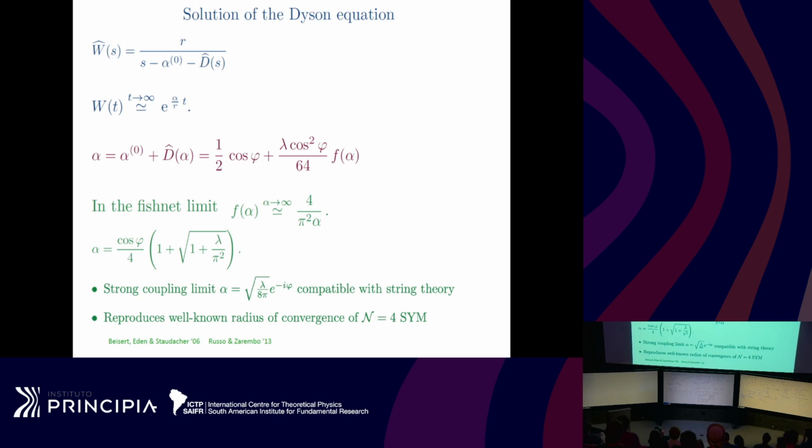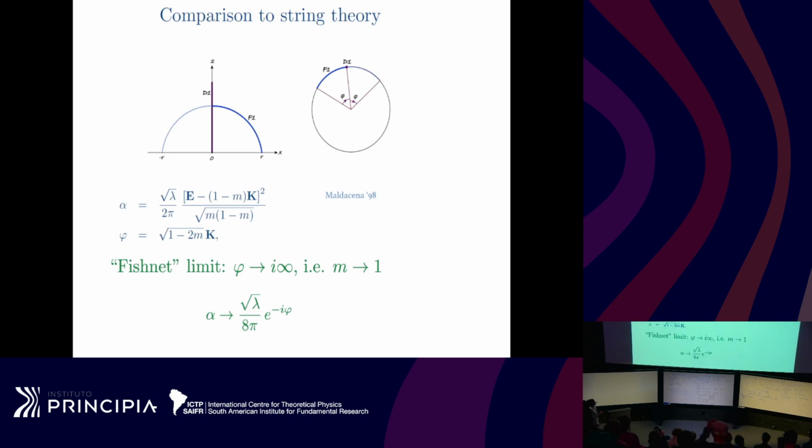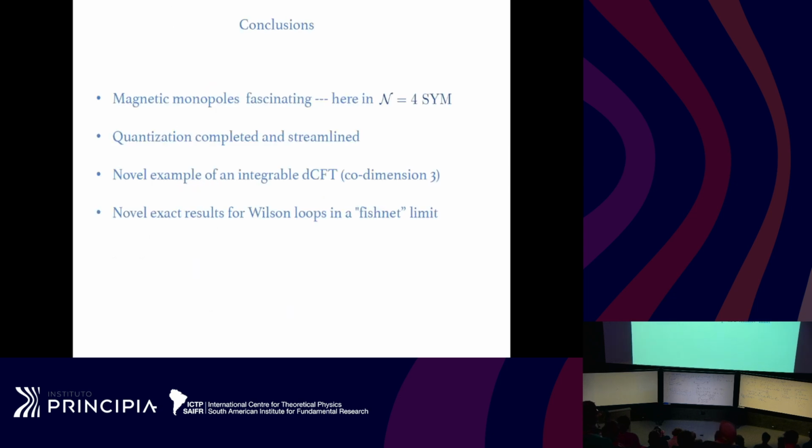You can take the strong coupling limit and you get this expression here for alpha, which actually is completely compatible with string theory. We can reproduce this by a string theory computation, which involves a minimal area computation. And it also reproduces a well-known radius of convergence for N=4 super Yang-Mills that we have seen before in various different computations.